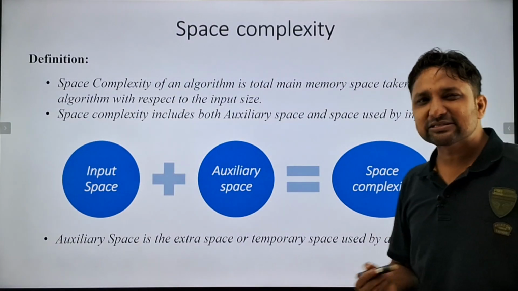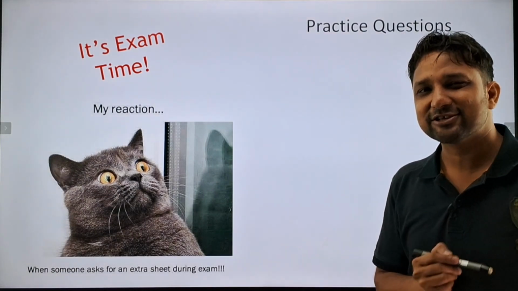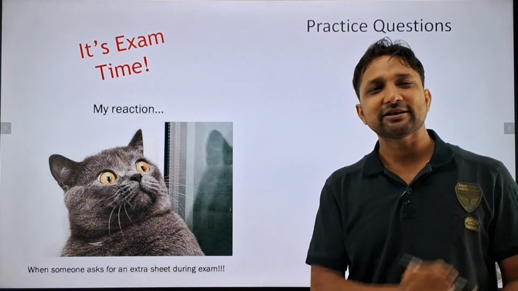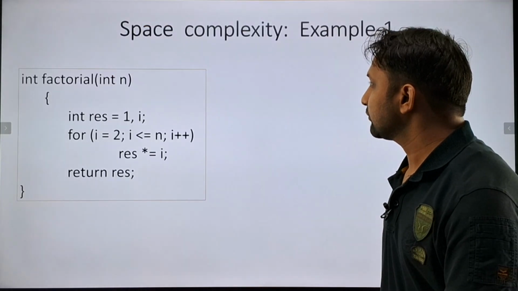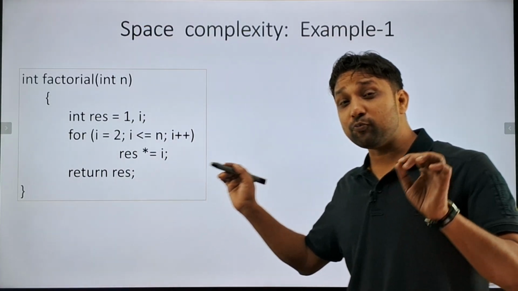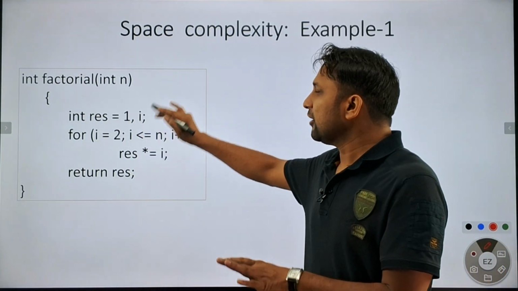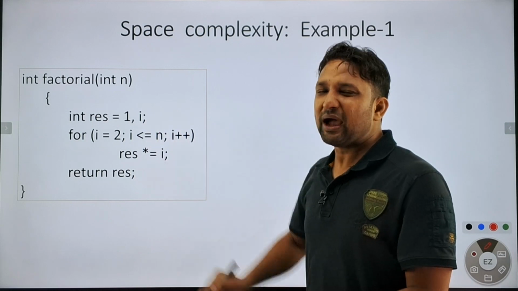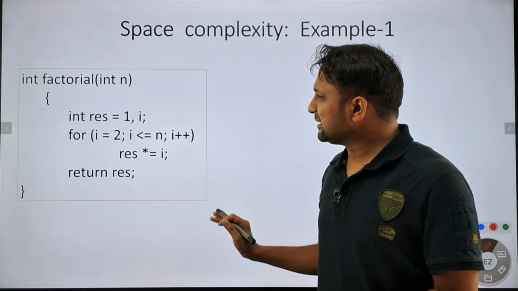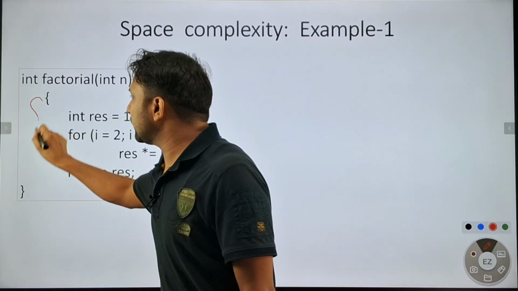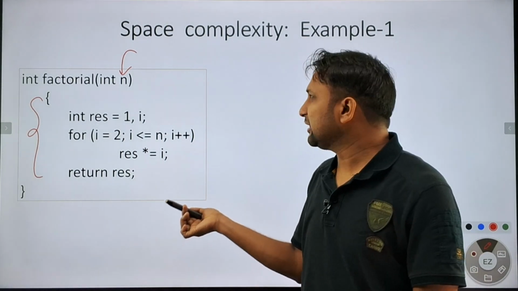Let's try to understand it in more detail by taking some practice questions. Let's start with our first practice question and try to find out its space complexity. It's a better idea that you pause this video and try this example yourself first. Otherwise I'm trying it at my end. This code is actually finding the factorial of a number. We are providing a number and it finds the factorial of that.